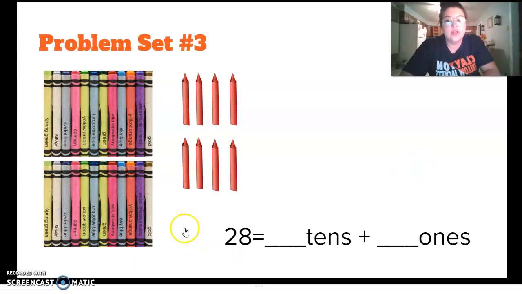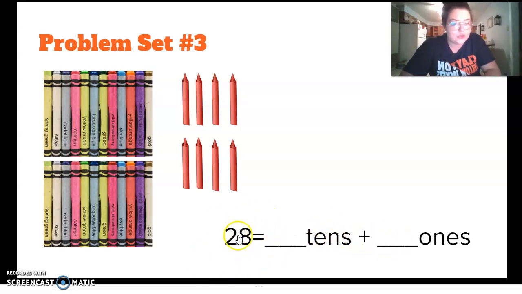So here we have 2 boxes of crayons and then single crayons by themselves. Well, they've already counted it for us, but let's count again. 10, 20, 21, 22, 23, 24, 25, 26, 27, 28. 28 crayons. So they're wanting us to break 28 into tens and ones.